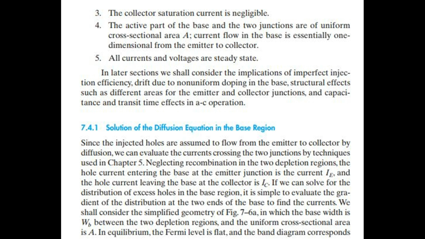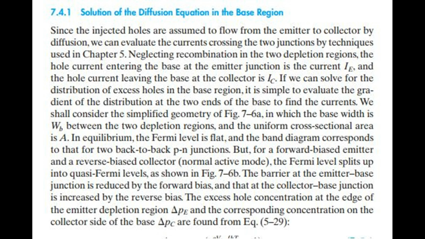We shall consider the simplified geometry of Fig 7.6a, in which the base width is WB between the two depletion regions, and the uniform cross-sectional area is A. In equilibrium, the Fermi level is flat, and the band diagram corresponds to that for two back-to-back PN junctions. But for a forward-biased emitter and a reverse-biased collector, normal active mode, the Fermi level splits up into quasi-Fermi levels, as shown in Fig 7.6b. The barrier at the emitter-base junction is reduced by the forward bias, and that at the collector-base junction is increased by the reverse bias.